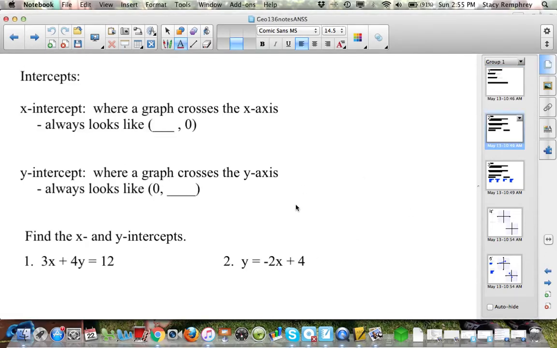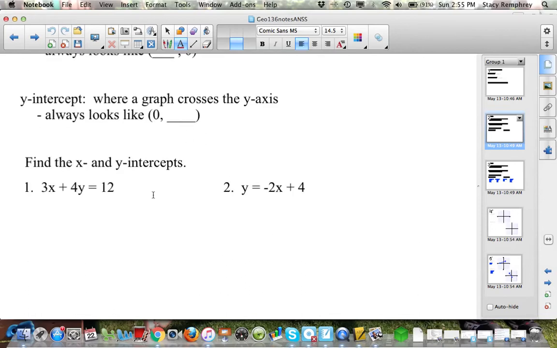So the next thing we went over were intercepts of a line. An x-intercept is where the graph crosses the x-axis. So it's going to be a number comma 0, because if you think about it, every point on the x-axis has a y-coordinate of 0. That's in common. If you go all the way across the x-axis, every time you pick a point, it'll have a y-coordinate of 0. The reverse happens with a y-intercept.